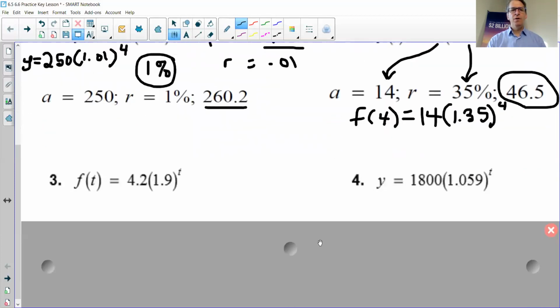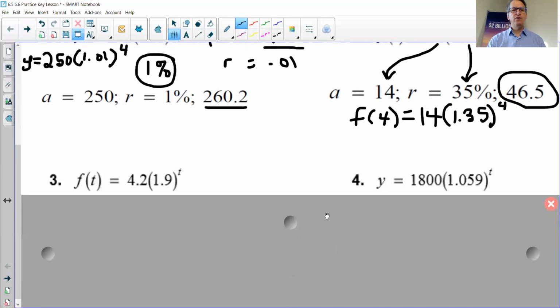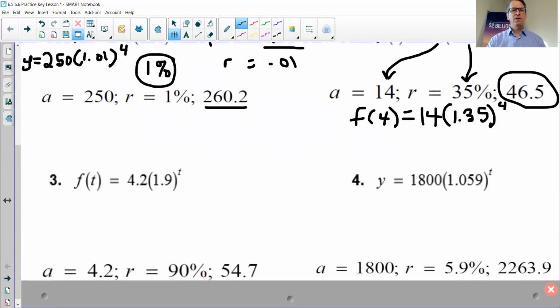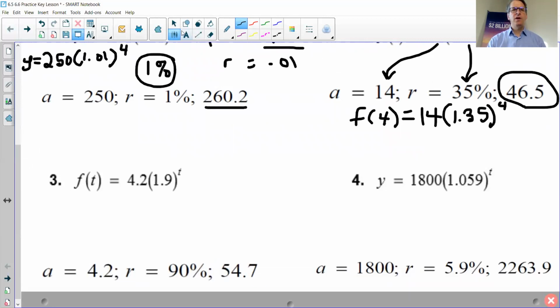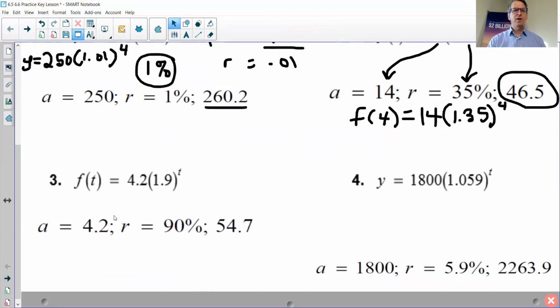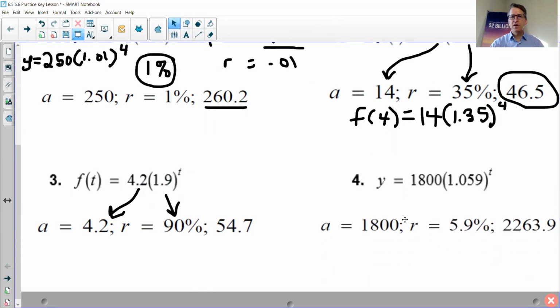All right, so growth here. In this case, 4.2 times 1.9 to the t power. Your initial amount is 4.2. Your rate here is 90% growth. And if you raise that to the 4th power, it's 54.7.